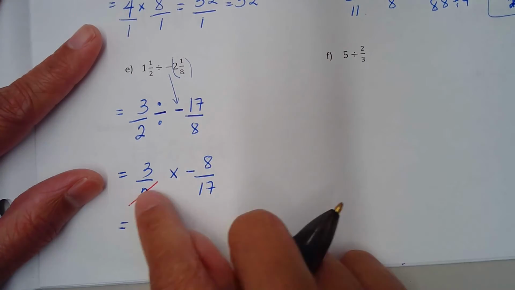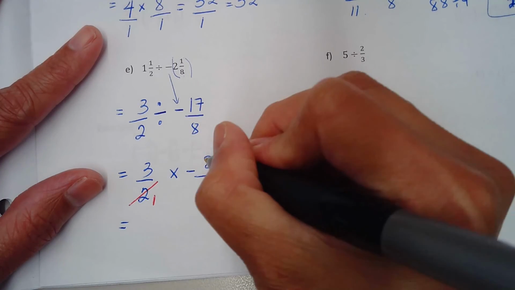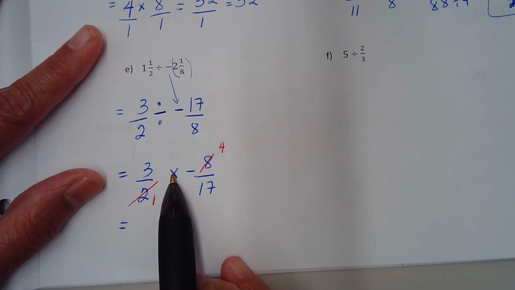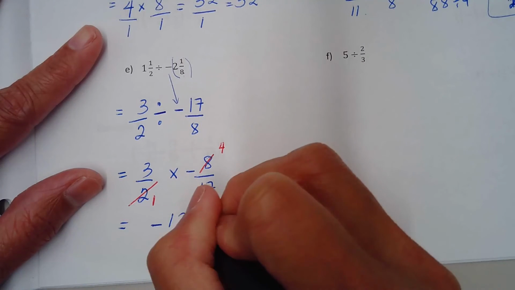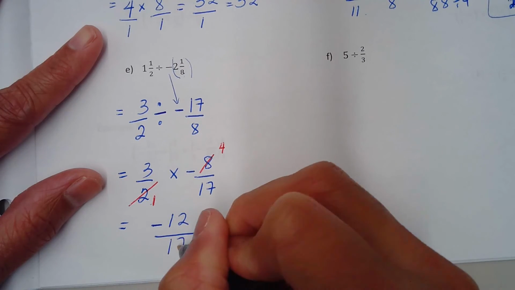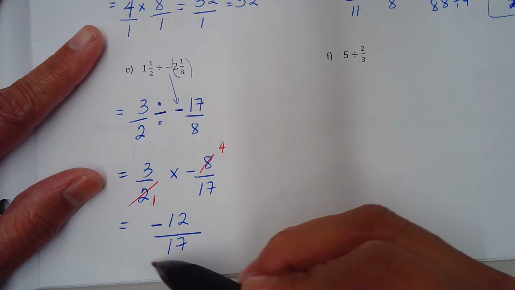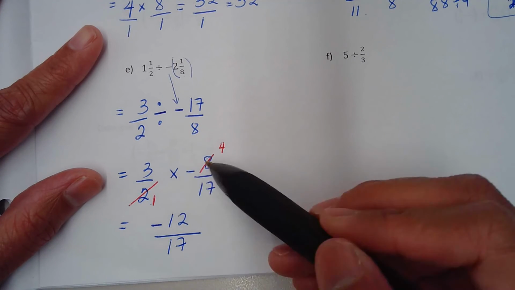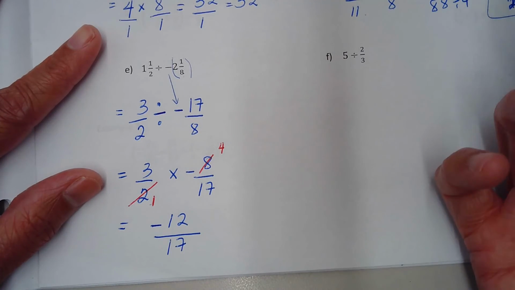So 2 and 8 could be cross reduced. They could both be divided by 2. So this is going to be 1 and this is going to be 4. Okay, so 3 times negative 4 is going to give us negative 12 over 17. When I do this, I can just deal with smaller numbers. But it's also okay to multiply and then reduce later. You're gonna get the same answer.